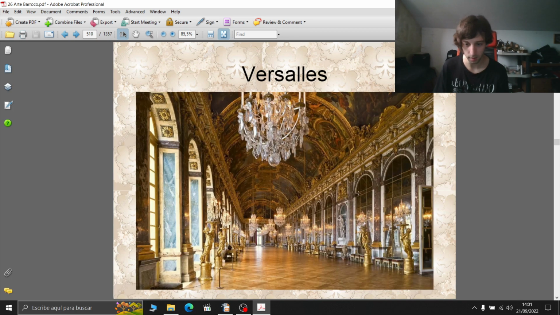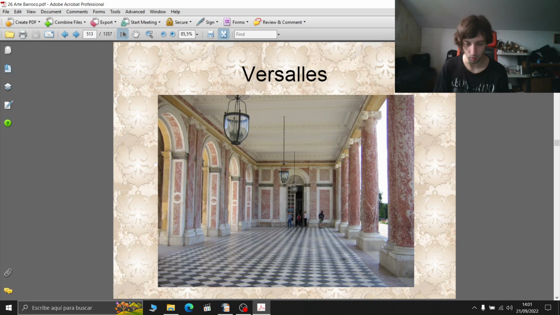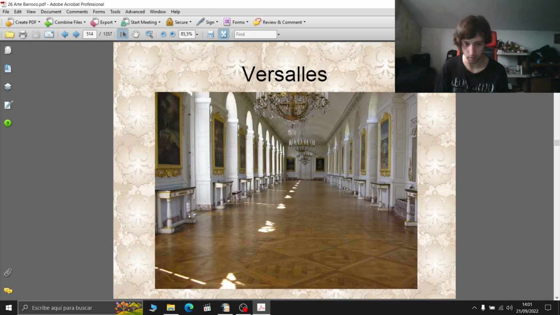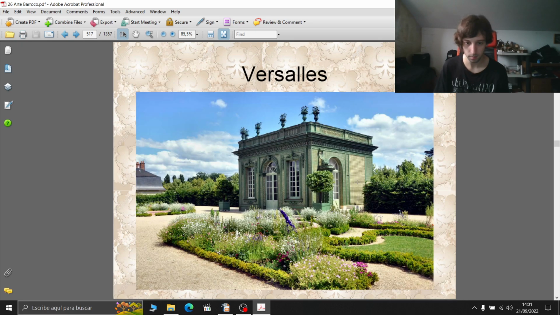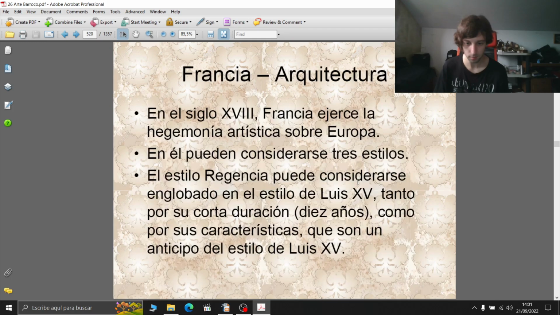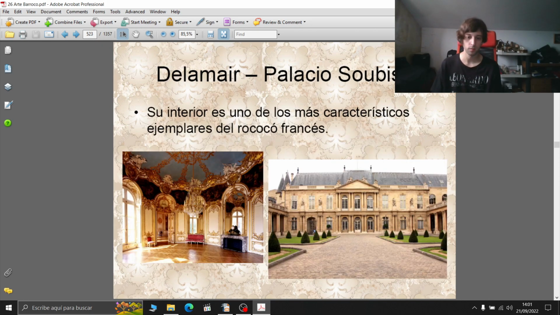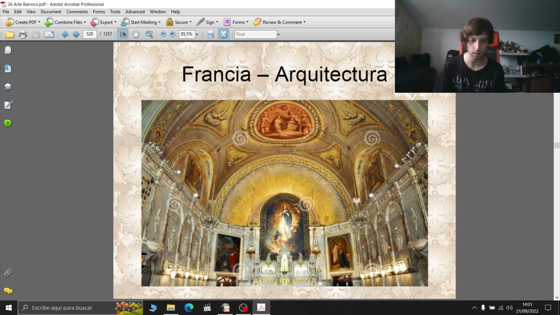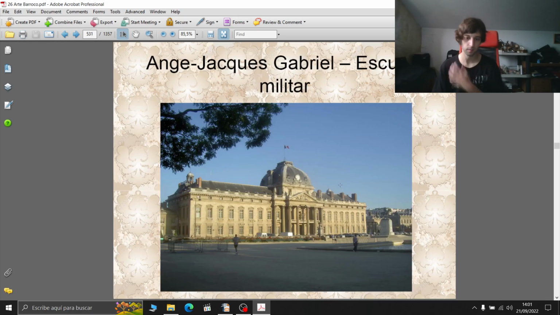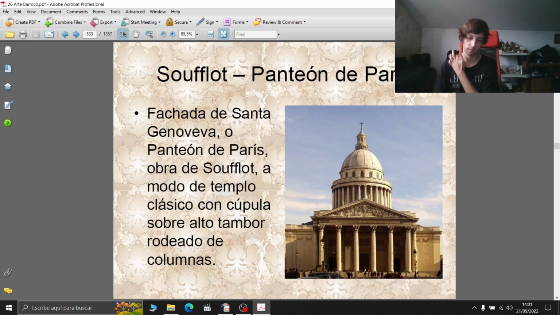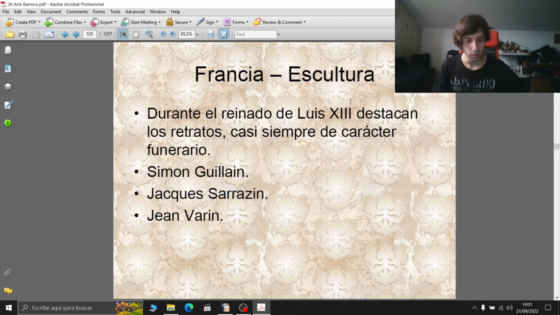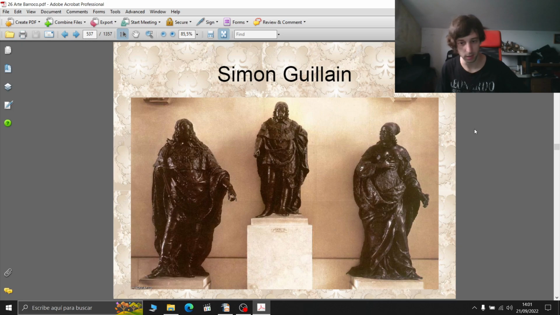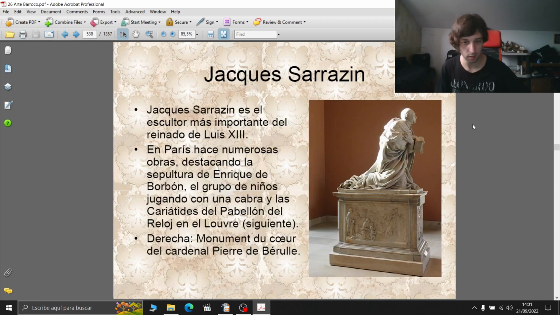This is the inside. More gardens, more of the inside. More other palaces. Hôtel de Rohan. And the Pantheon. Sculptures. Here just more examples of sculptures of all the artists.